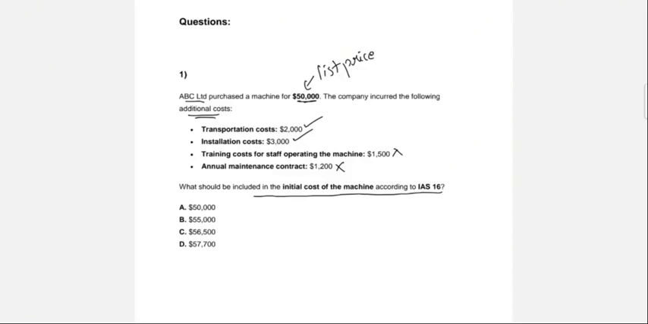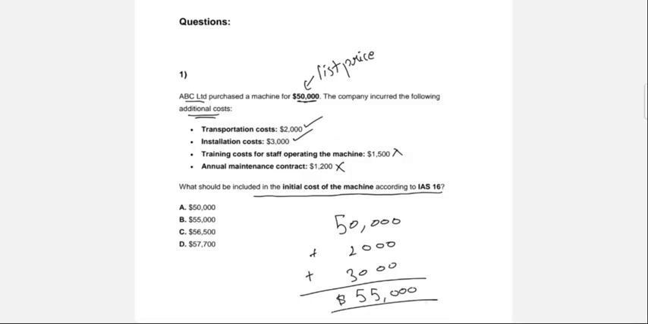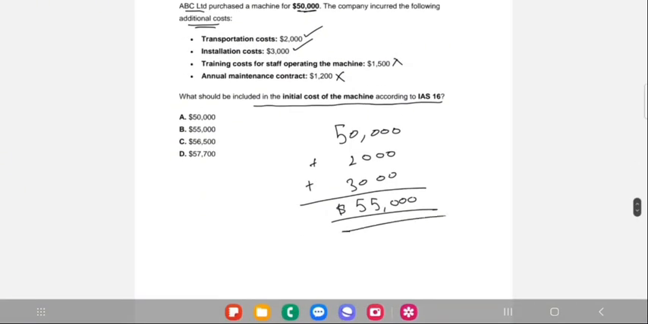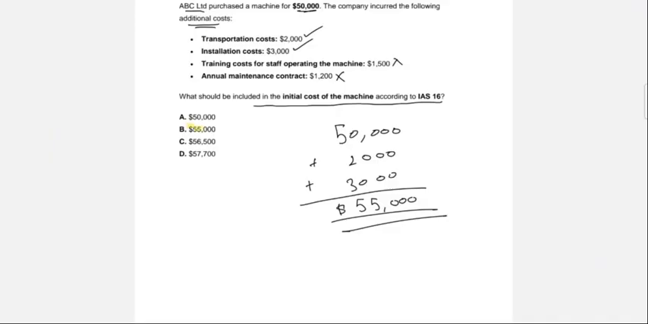This is not the cost which you will have to incur in order to bring the asset to its working condition or location. So, what happens? Let's start. 50,000, you will add 2,000 of transportation cost plus 3,000 of installation cost, and 55,000 should be the total cost. So, as per this, our answer is B. All right, you will put B.